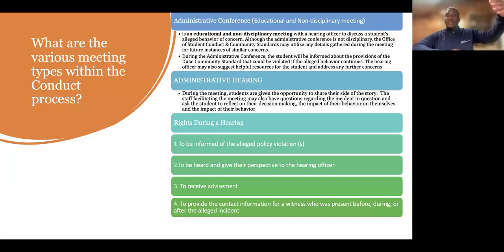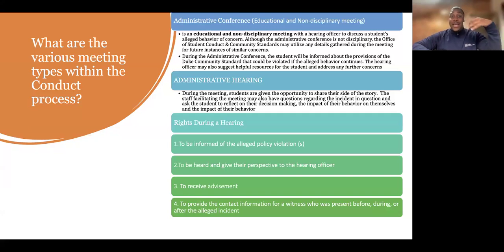We're having a proactive educational conversation about alleged activity, and any details used during that meeting could be used if it advances to something disciplinary. But an administrative conference is just that conversation, where we're letting you know what happens if we receive information that we have to initiate a disciplinary process. An administrative conference is just an educational meeting to let you know what's allegedly going on.